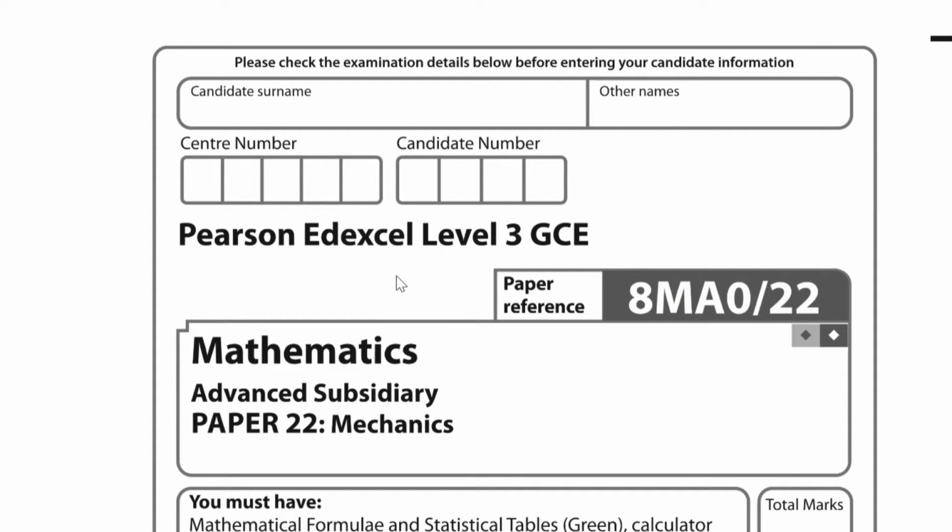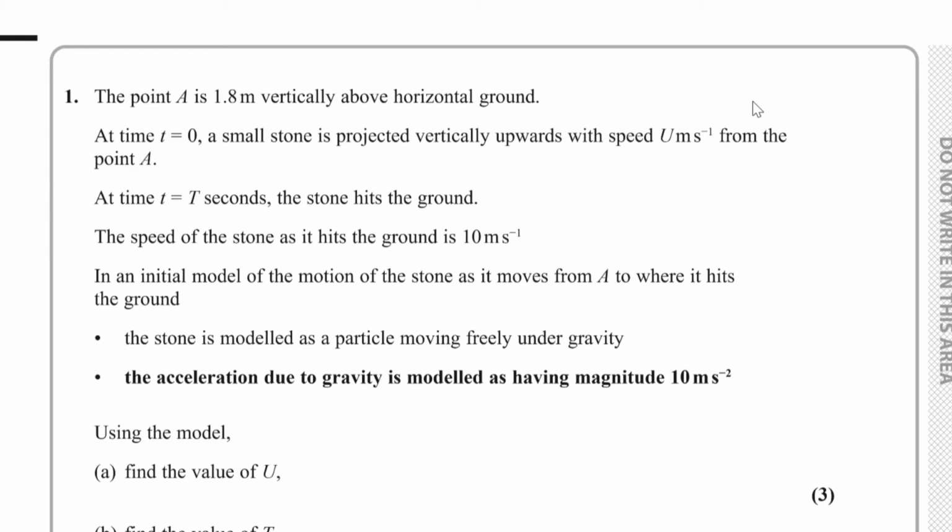This is the EdExcel AS Level Maths Paper 2, covering the Mechanics module, and this is from the 2022 series. Question number 1. The point A is 1.8 meters vertically above horizontal ground. At time t equals 0, a small stone is projected vertically upwards with speed u meters per second from point A. At time t equals t seconds, the stone hits the ground. The speed of the stone as it hits the ground is 10 meters per second.